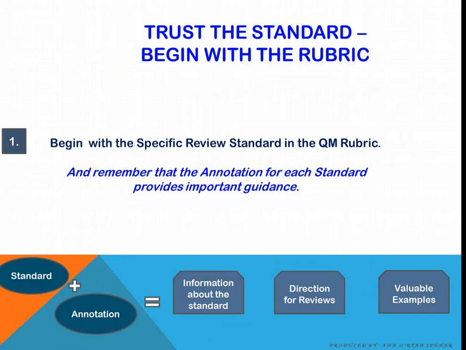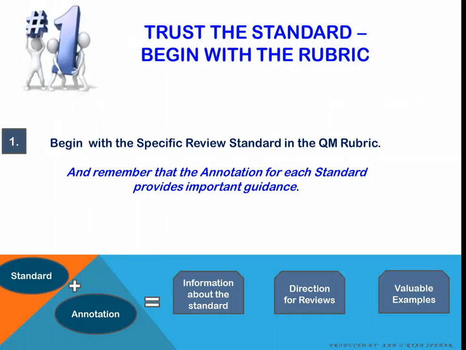First, let's start with the standard. This, of course, is extremely important and number 1. Begin with a specific review standard in the Quality Matters rubric. You must read this and be very familiar with it. Secondly, reviewers should read the annotations for each standard.